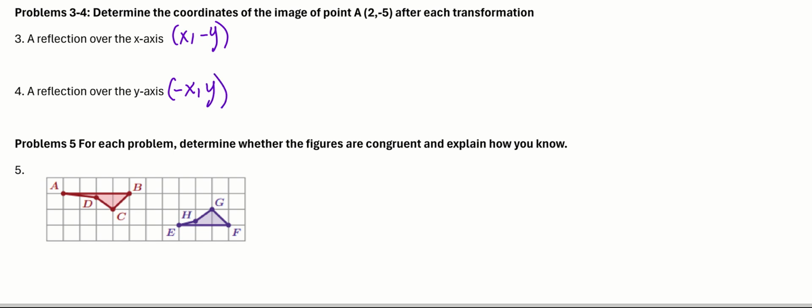So if we applied that to this point, my A prime would become, leave the x alone and take the opposite of 5, so it becomes -5. And if I applied this, A prime would then be -2 and leave my 5 alone. Oops, I forgot my negative. So put that negative on there.